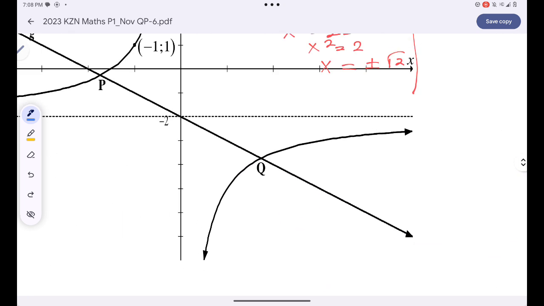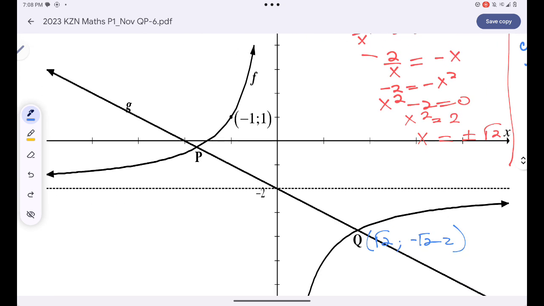So I have q as root 2, and the corresponding y value is just negative root 2 minus 2. And then for p, I have negative square root of 2, and then I'll have root 2 minus 2.